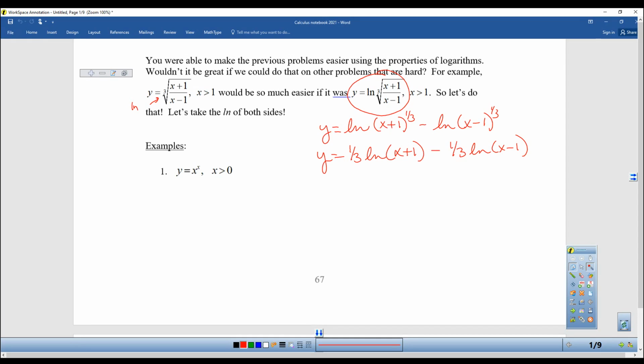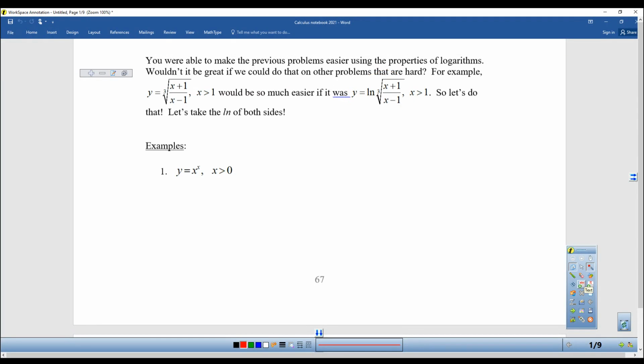And somebody thought to themselves, what if there was an ln there? Could I put an ln there? And so that's actually what we're going to do today. We're going to put an ln on both sides. We're going to take the natural log of both sides so that we can use this fantastic property that allows us to simplify the problems.